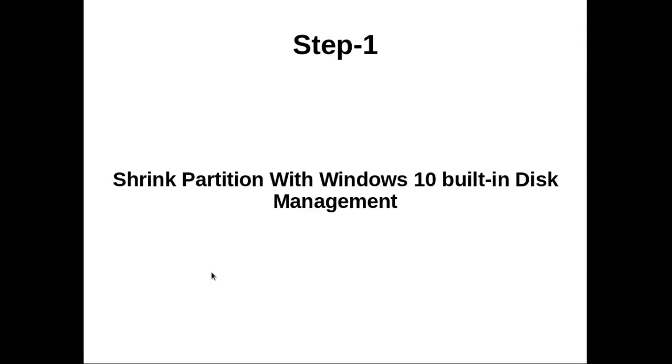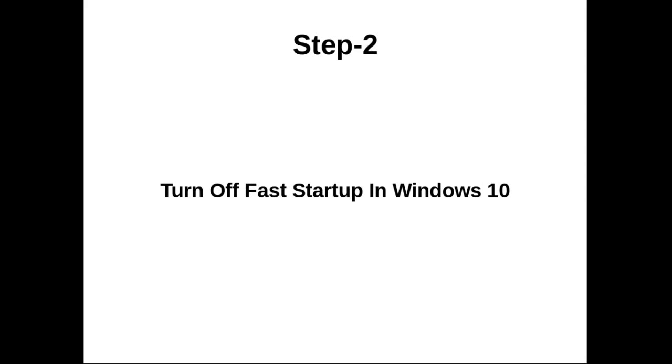Step 1. Shrink the partition with the Windows 10 built-in Disk Management. You have to create a separate partition to install Ubuntu. In your laptop, if there is no separate partition to install Ubuntu, you have to shrink the partition and create a separate partition to install Ubuntu. Then you have to turn off fast startup in Windows 10. So I will show you how to turn off fast startup in Windows 10.